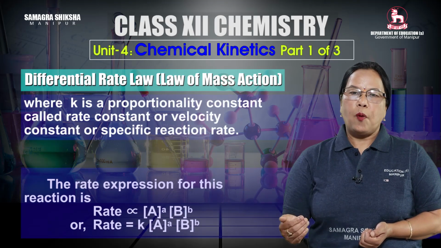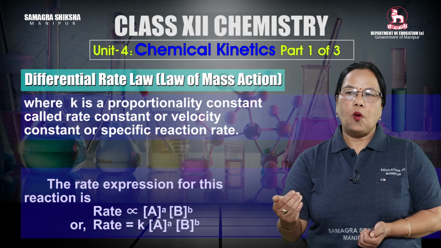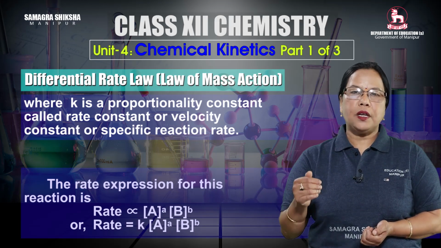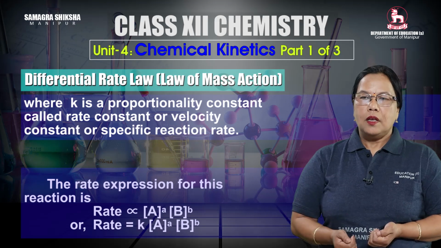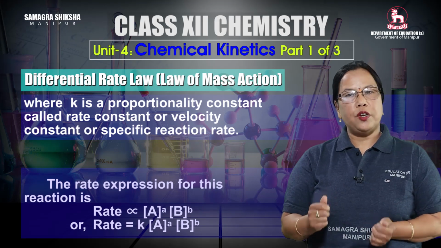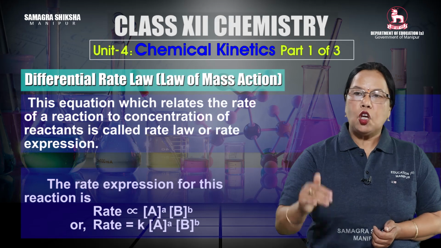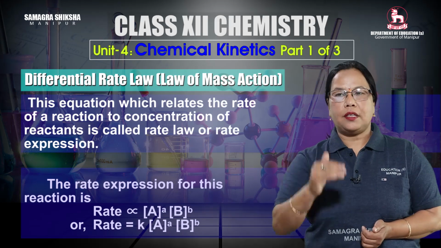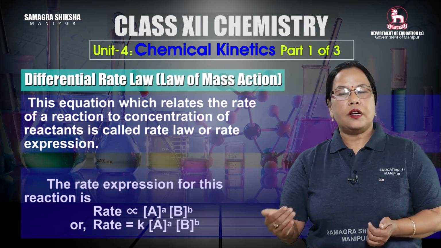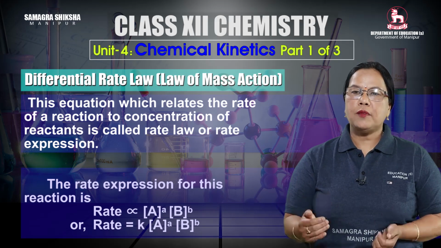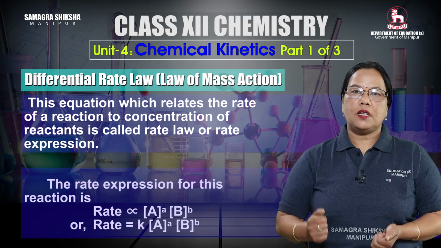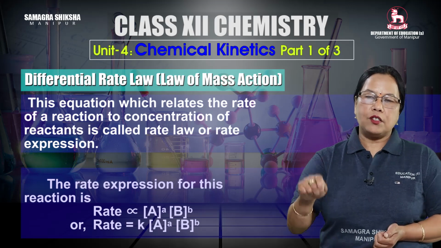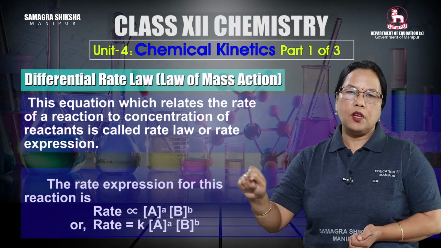Where K is the proportionality constant, called the rate constant or velocity constant or specific reaction rate. This equation, which relates the rate of reaction to the concentration of reactants, is called the rate law or rate expression. The rate expression has a velocity constant, the rate constant K, which has a unit.